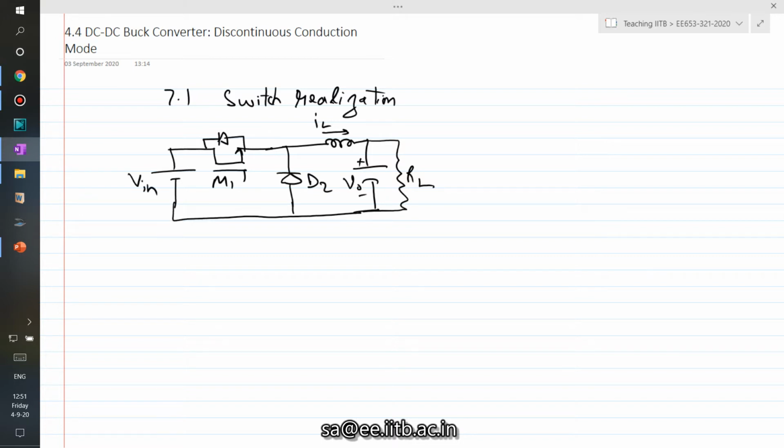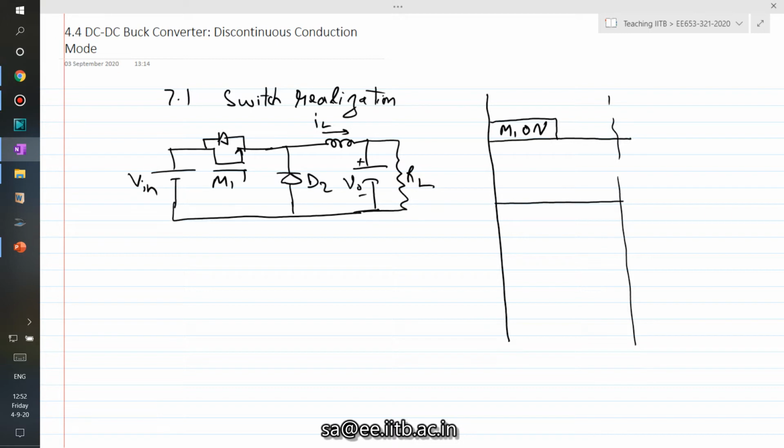How does this circuit operate? First, M1 is on. If M1 is on, the equivalent circuit would be something like this. This is Vin, this is plus minus, IL, VL. You can see that the inductor current would start with some initial value IL0 and it would rise.